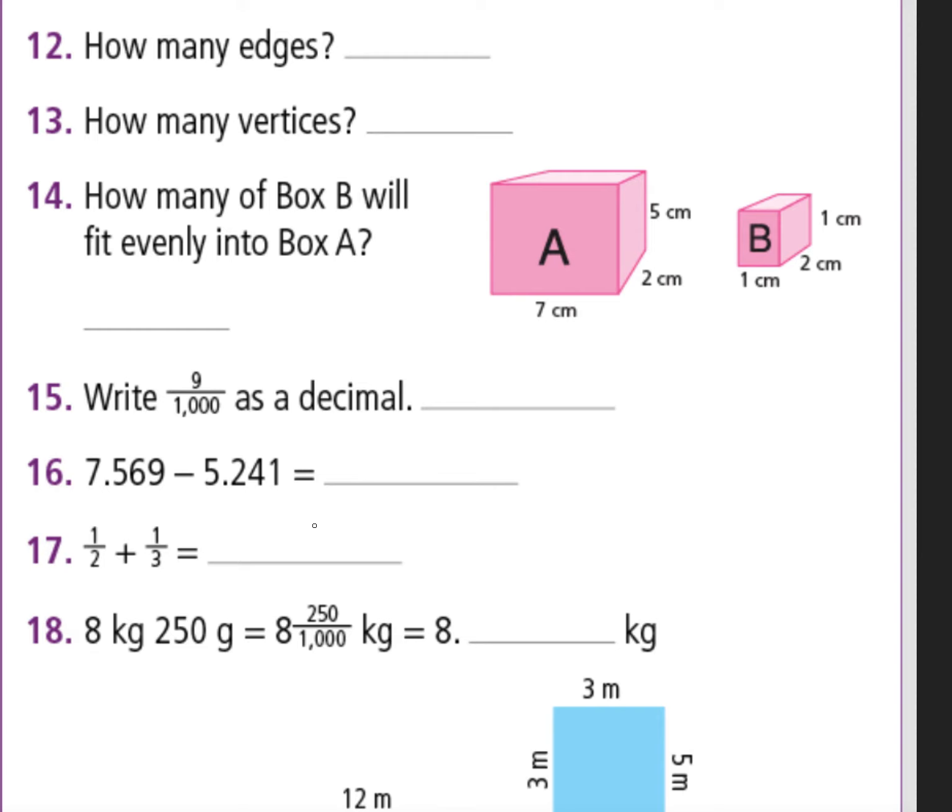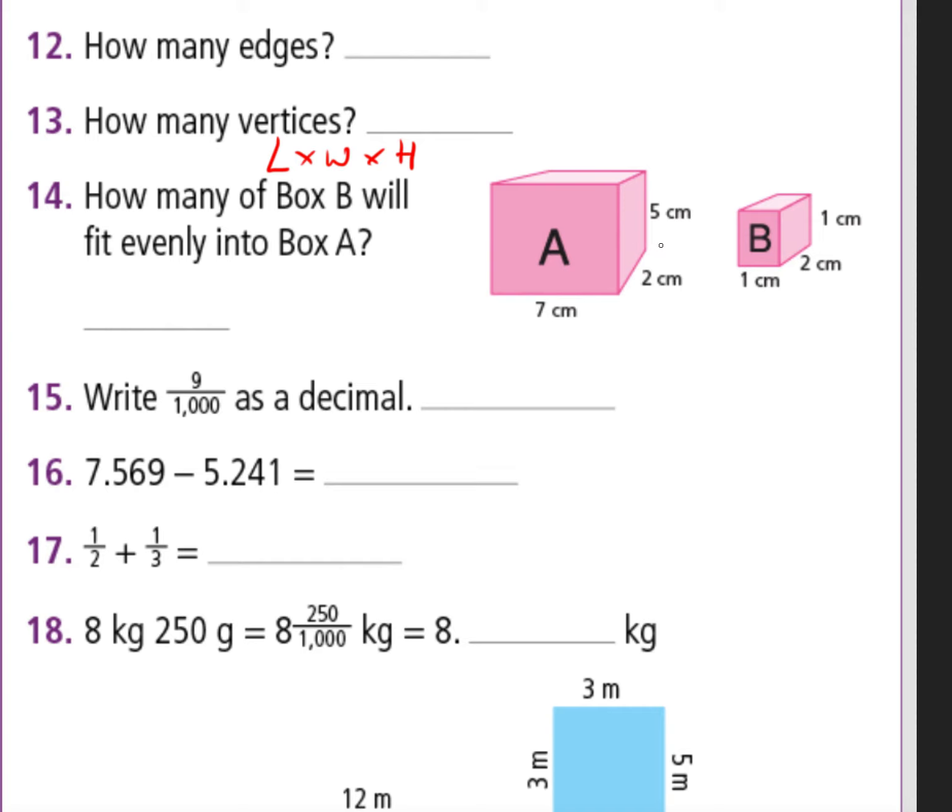Number 14, how many of box B will fit evenly into box A? Now this is a question about volume, and the volume is the length by the width by the height. Or you can say width by height by length, or height by length by width. It doesn't matter, because we're multiplying them, so you can put them in any order you want.